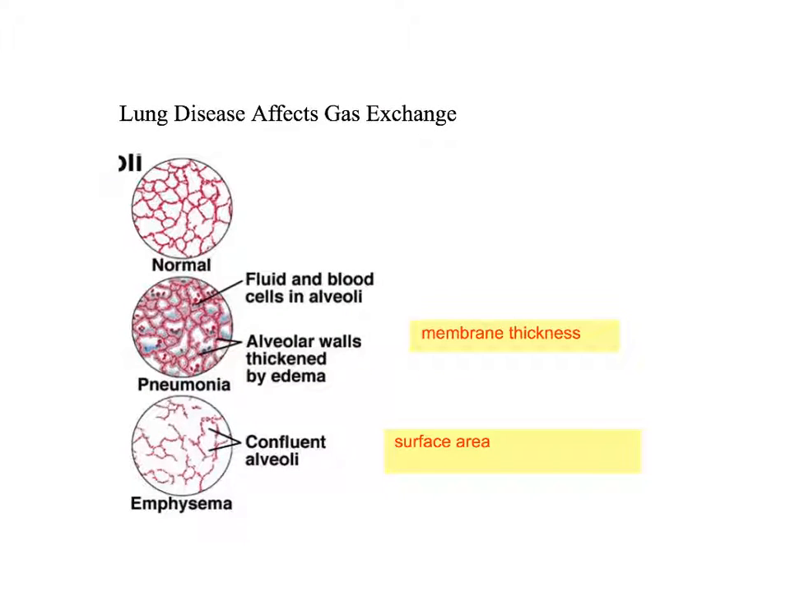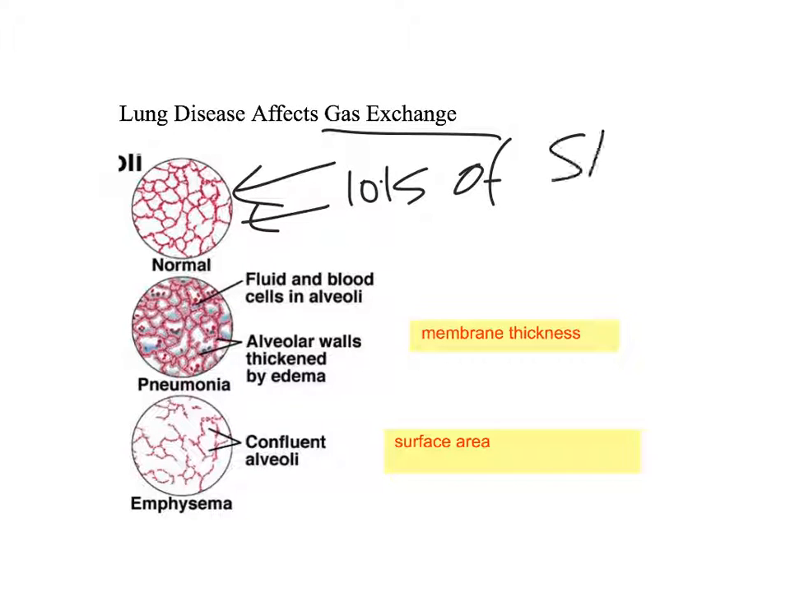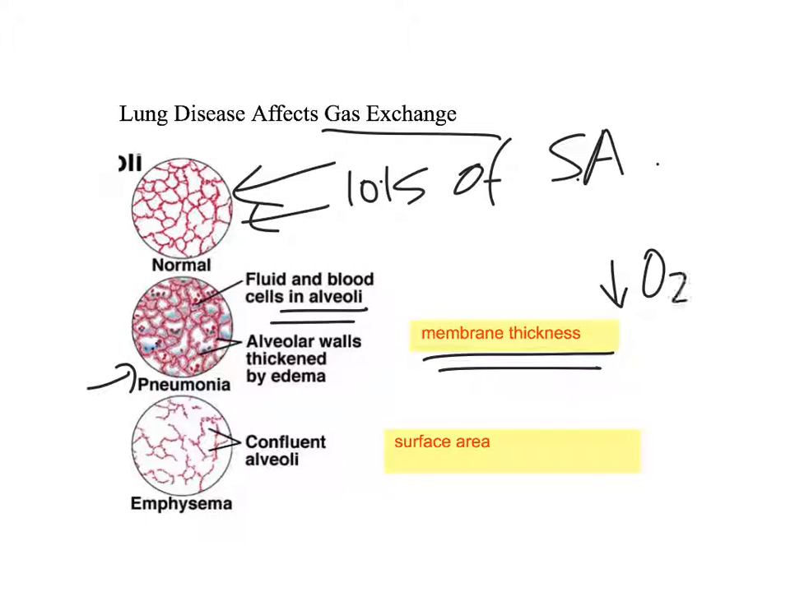Now here are some diseases that affect gas exchange. Normally, if you cut through alveoli, it looks like this, so lots of surface area. If somebody gets pneumonia, you get fluid buildup in there, so membrane thickness increases. We're going to have less oxygen going in and more carbon dioxide staying in, so you can't get rid of the carbon dioxide.